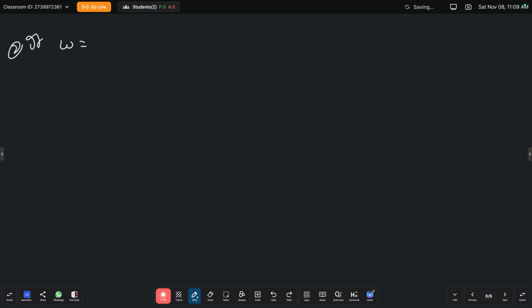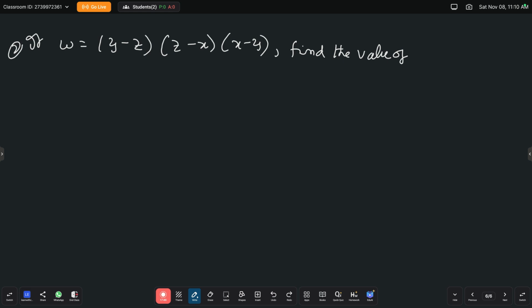Now the second problem. If w equals (y minus z)(z minus x)(x minus y), here there are three variables, so that is multivariable. Two or more variables is nothing but multivariable calculus. Find the value of ∂w/∂x plus ∂w/∂y plus ∂w/∂z.